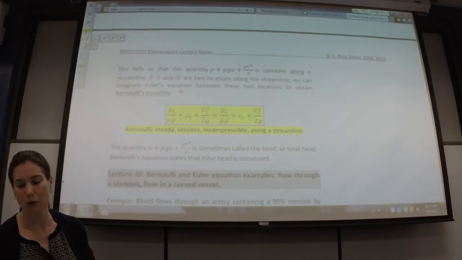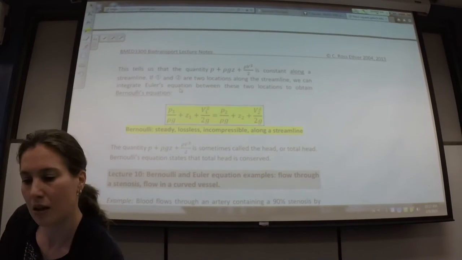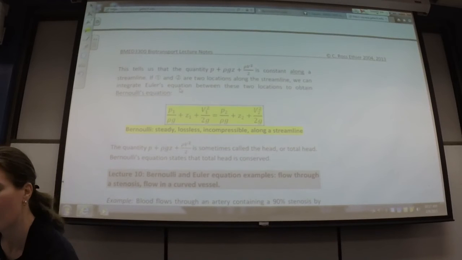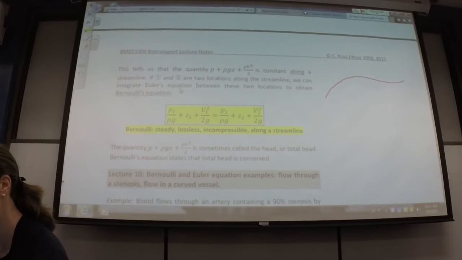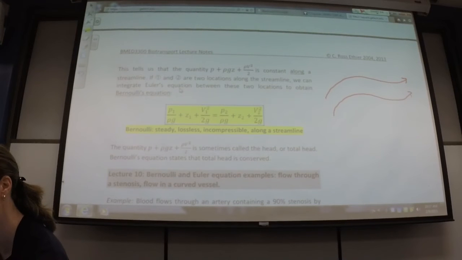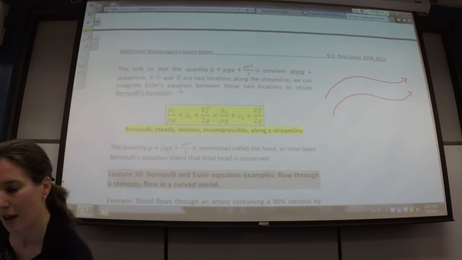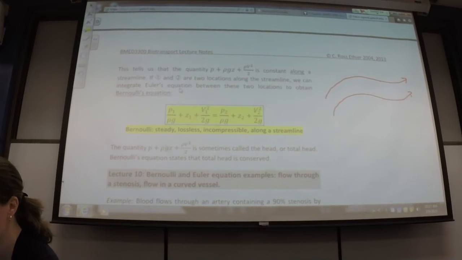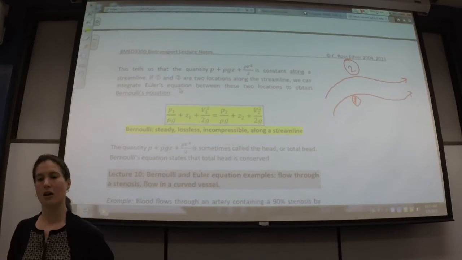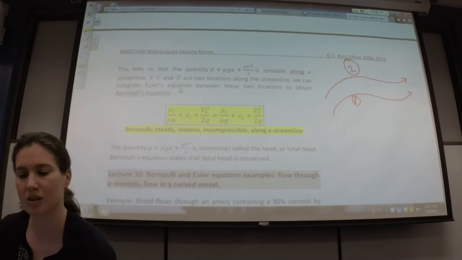So now if we consider this, let's see here. If we've got our streamline going like this, and we've got another streamline going like this, and we want to consider what's happening at, I'm having a hard time here. This is a 1 versus a 2. Oh, I'm sorry. I've got this the wrong way.